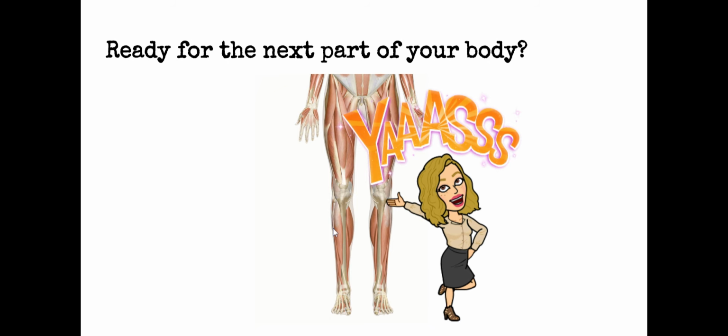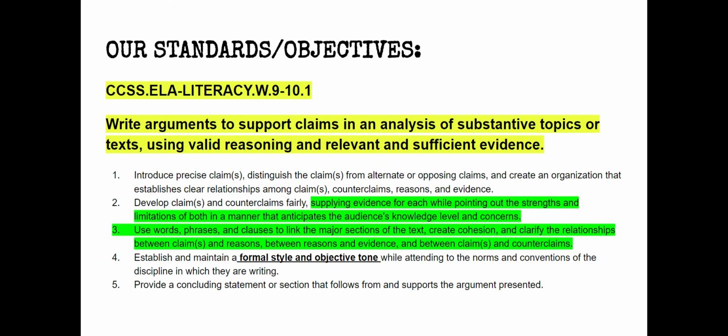All right, ready for your next part of your body? Let's go back to our objectives. So we need to write arguments to support claims. And then by doing that, if you look in the highlighted green section, it says we need to use words, phrases, and clauses to link major sections of the text and to create cohesion. We also need to supply evidence.